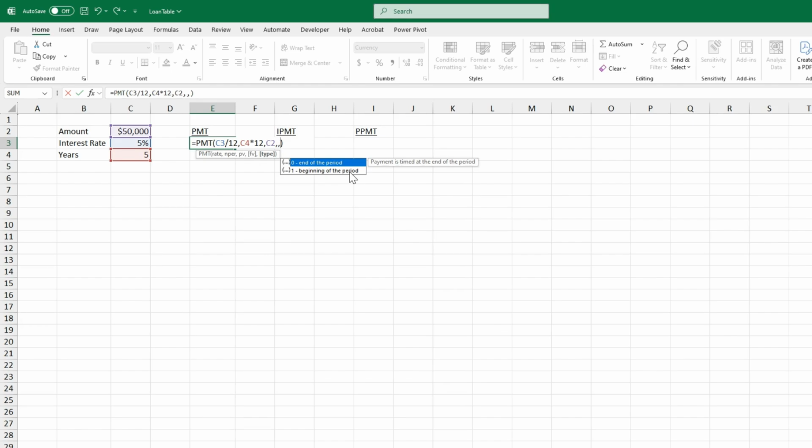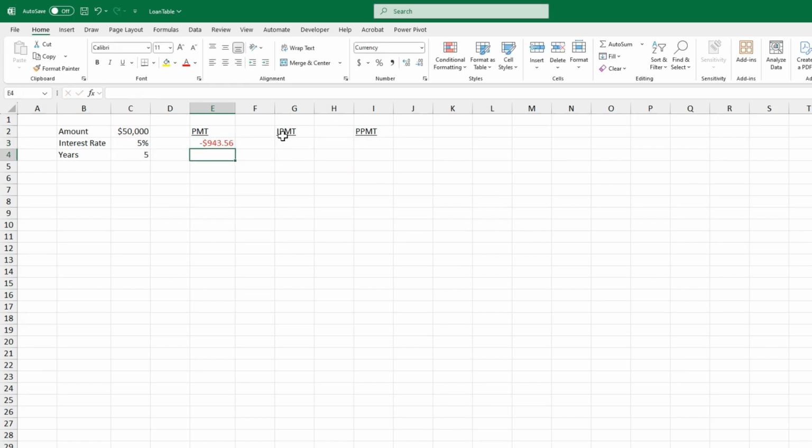If I take a loan out right now, I don't have to pay back a significant portion of it as soon as I take it out. I have to pay it back the first month after. So the default's always going to be 0. So you don't really need to worry about future value or type in these cases for loans.